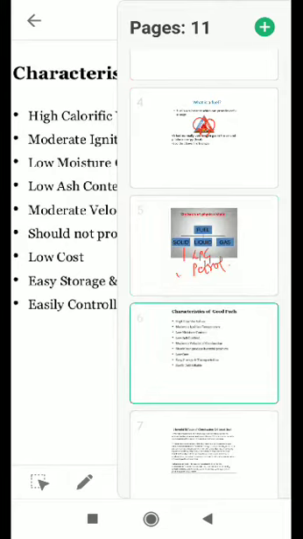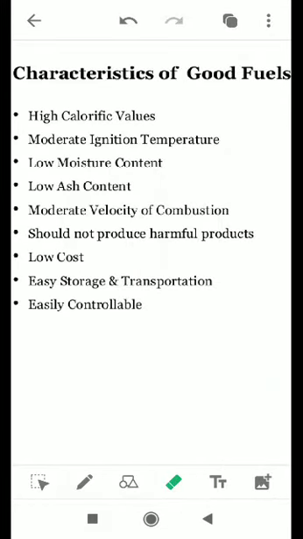Now, what are the characteristics of a good fuel? Everybody wants that a fuel should give us more energy, isn't it? It should be pollution free when burned. It does not give any smoke. It should be easy to store, easy to handle, and it should be of low cost. Then it is said to be a good fuel. So these are some points of a good fuel. It must have a high calorific value.